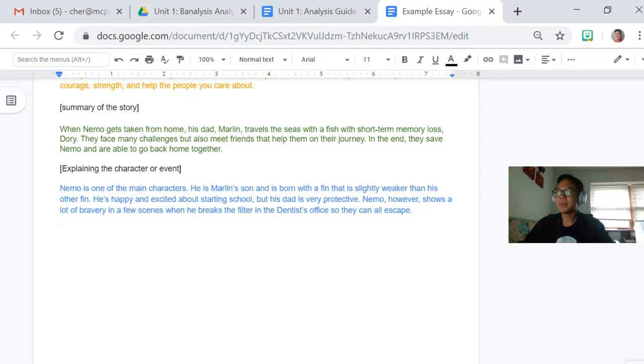So Nemo is one of the main characters. He is Marlin's son and is born with a fin that is slightly weaker than his other fin. He is happy and excited about starting school, but his dad is very protective. Nemo, however, shows a lot of bravery in a few scenes when he breaks the filter in the dentist's office so they can all escape. Let me just add such as when he breaks the filter. So Nemo is one of the main characters. I don't know if I really need that sentence because it doesn't really make sense with the flow. So in the end, they save Nemo and are able to go back home together. Nemo is one of the main characters.